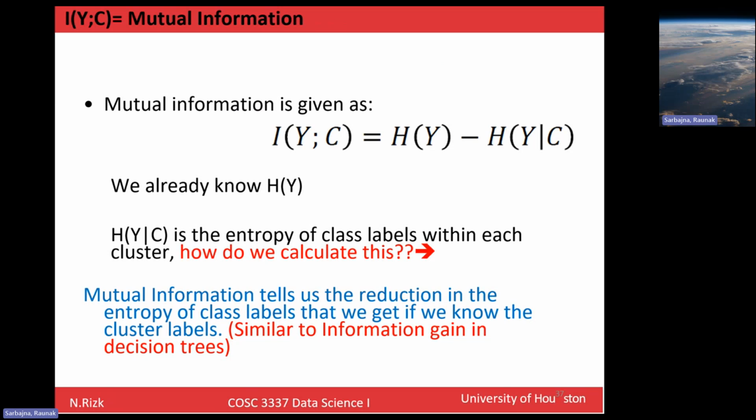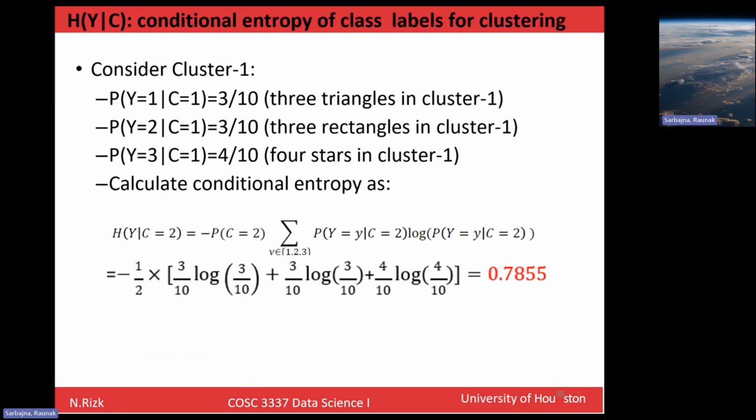So this mutual information tells us how much the entropy of the class labels has been reduced if we know the cluster labels, right? This formula should be familiar to you because you have done decision trees, and this is very similar to information gain within decision trees. So in cluster 1, there are 3 triangles, 3 rectangles and 4 stars. So you calculate the conditional entropy using this formula, and you get this value.